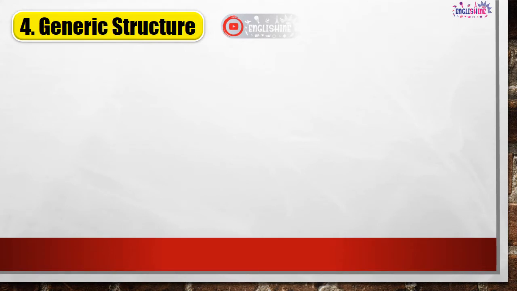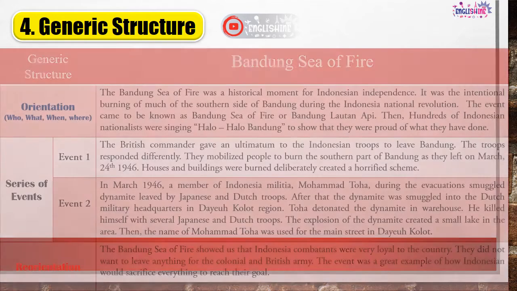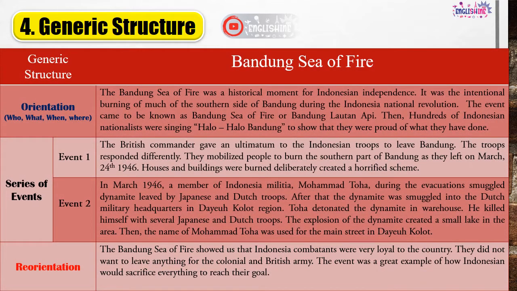Then we try to find which paragraph is orientation, events, and reorientation from the example of the historical recount text above. Okay, we can see here. Orientation is the first paragraph. It usually consists of who, what, when, and where.